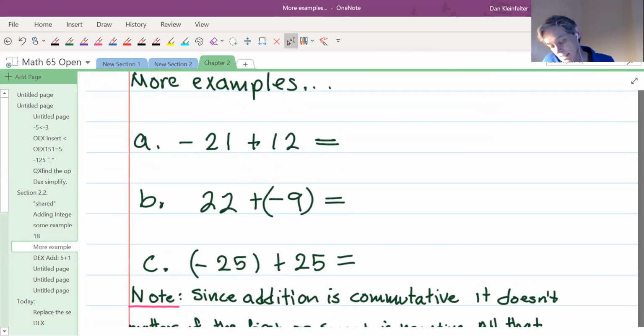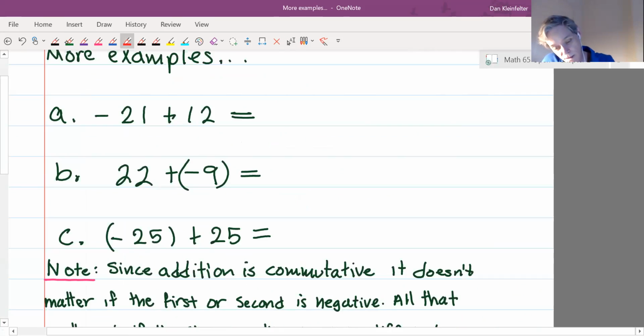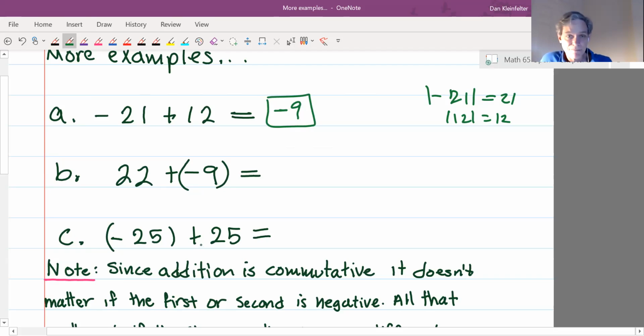All right, a couple more examples. Okay, negative 21 plus 12. The absolute value of negative 21 is going to be 21. The absolute value of 12 is 12. 21 minus 12 is 9. Then we're adding together two numbers. One's positive, one's negative. The one with the bigger absolute value is the negative one. So our final answer would be negative.